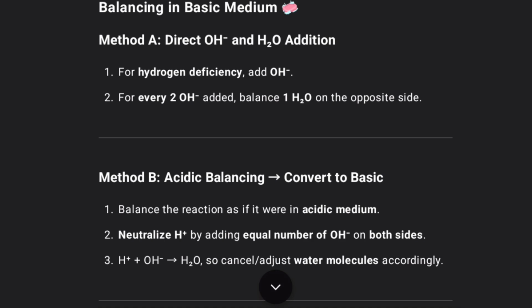Method A, direct OH⁻ ions and H2O addition. 1. For hydrogen deficiency, add OH⁻ ions. 2. For every 2 OH⁻ ions added, balance with 1 H2O on the opposite side.